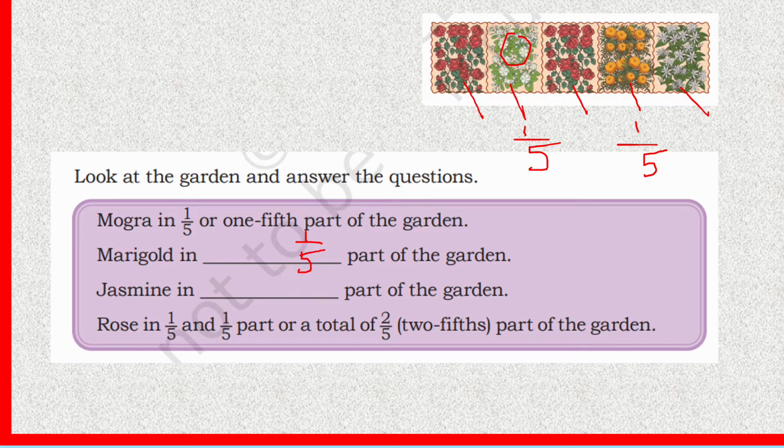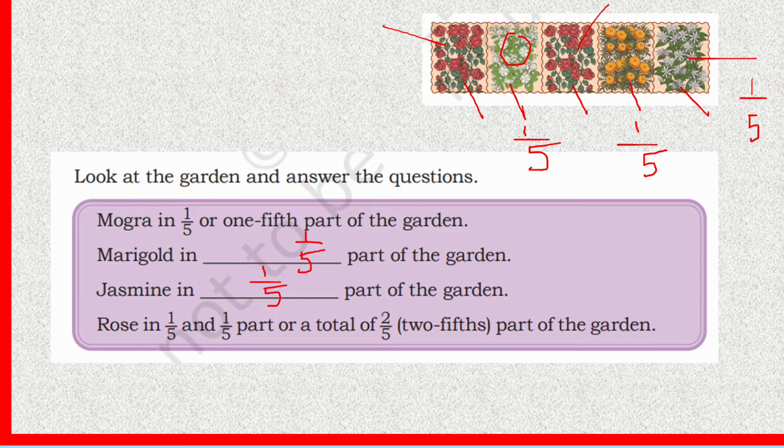Then what about jasmine? Jasmine, this is jasmine. This is also 1 by 5 part of the garden. Total 5 parts. Only 1 part contains jasmine. So jasmine is in 1 by 5 part of the garden. Then what about rose? See, this part contains rose. This part also contains rose. So total 2 parts. So rose is in 2 parts of the garden.